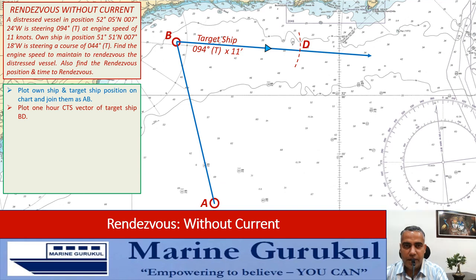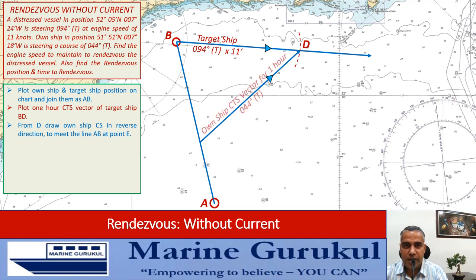Now from Delta, we draw own ship course steered in the reverse direction to meet the line AB at a certain point. You can see our ship course steered of 044 degrees true, which is given in the question, on the screen. Now this course steered meets the line AB at point Echo. We have the Echo point, E, on the screen.